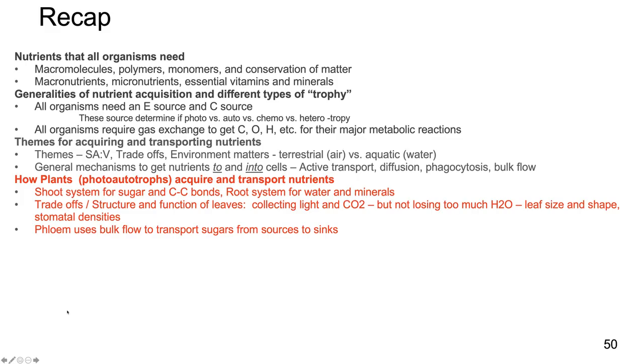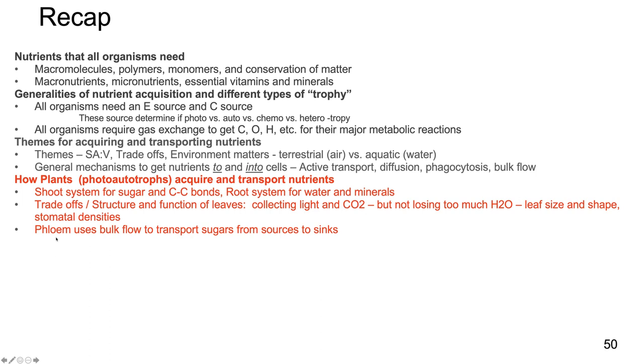Okay, so just to recap, we've talked about all these things up to this point. Today we talked about how plants that are sort of representative of the photoautotrophs acquire and transport nutrients. We talked about the shoot system for generating sugar and generating carbon-to-carbon molecules, so these biological molecules, and the root system playing a role for the transport of water and minerals. We've talked about some of the trade-offs in the structure and function of leaves and their role in collecting light and CO2, but also doing this without losing too much H2O. And we talked about how leaf size and shape and stomatal densities can influence the rates of light collection, CO2 collection, and also water loss.